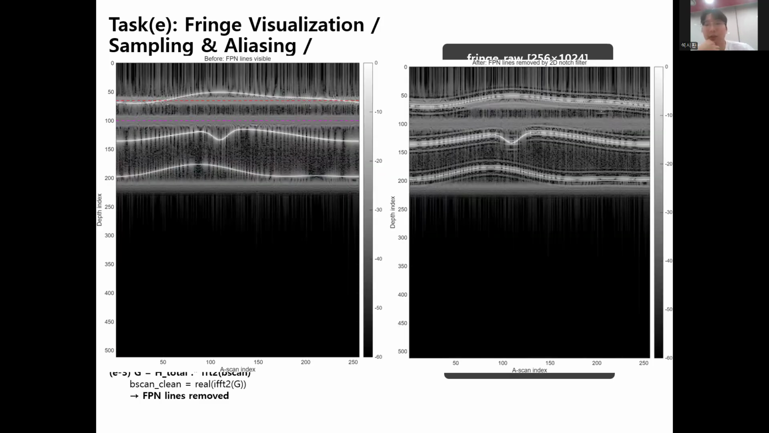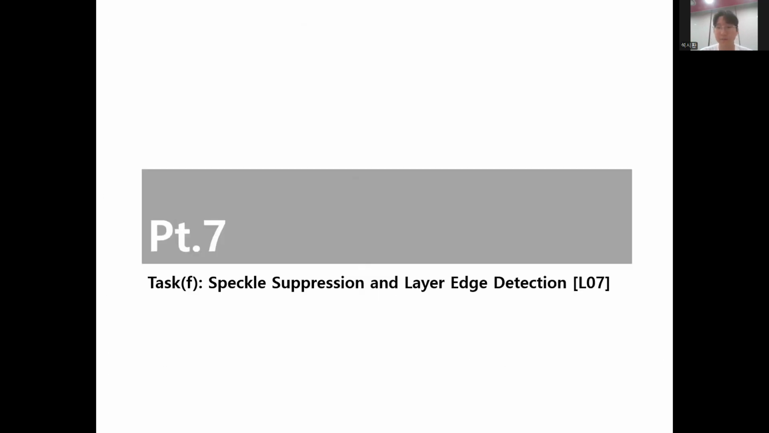Before and after comparison. On the left, the horizontal lines at depth 65 and 100 are clearly visible. On the right, they are gone. The tissue layers and bright spots remain unaffected.